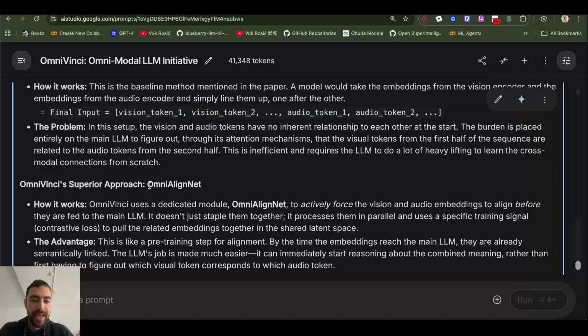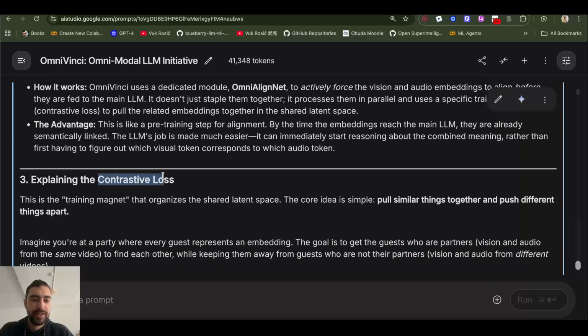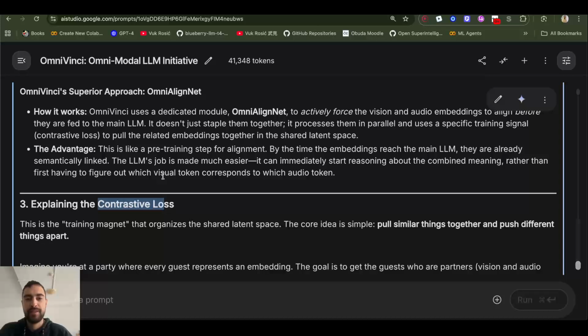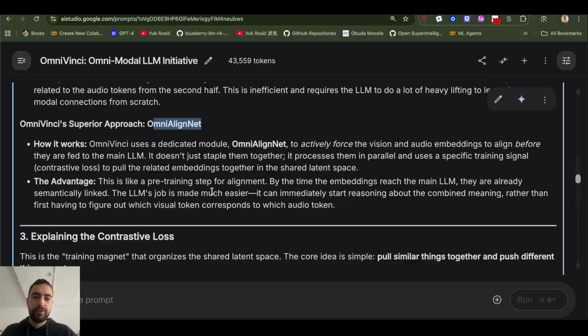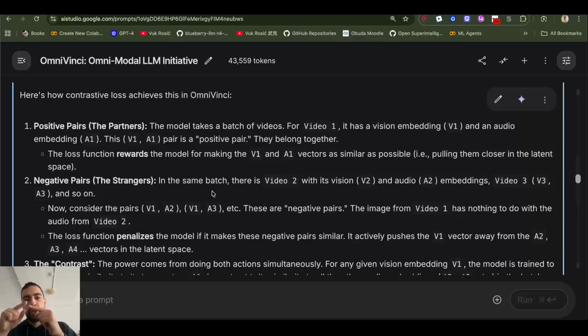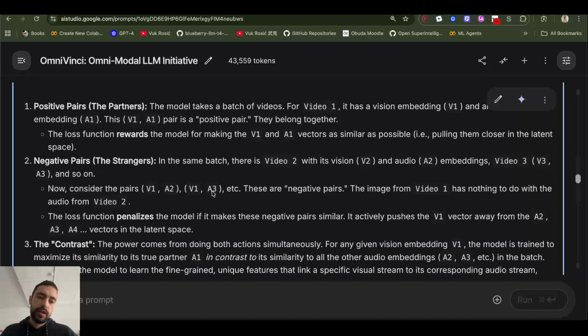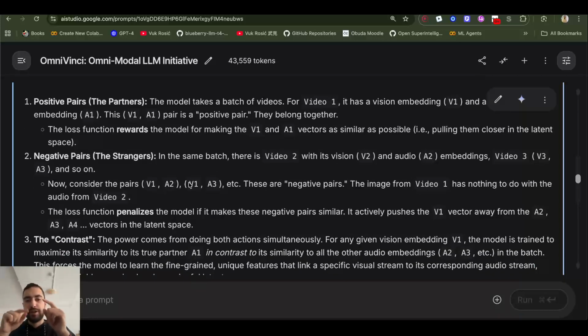But with their method, OmniAgentNet, using contrastive loss, they actually indicate to the LLM that some video frames and audio are from the exact same video. They correspond to each other. Let's say you have tokens that correspond to one video and audio tokens that correspond to that video as well, and you have the same for a second video and a third video. OmniAgentNet is rewarded for transforming tokens or vectors from the same video and audio to make them closer together, more similar, and for pulling tokens from different videos and audios away from each other.